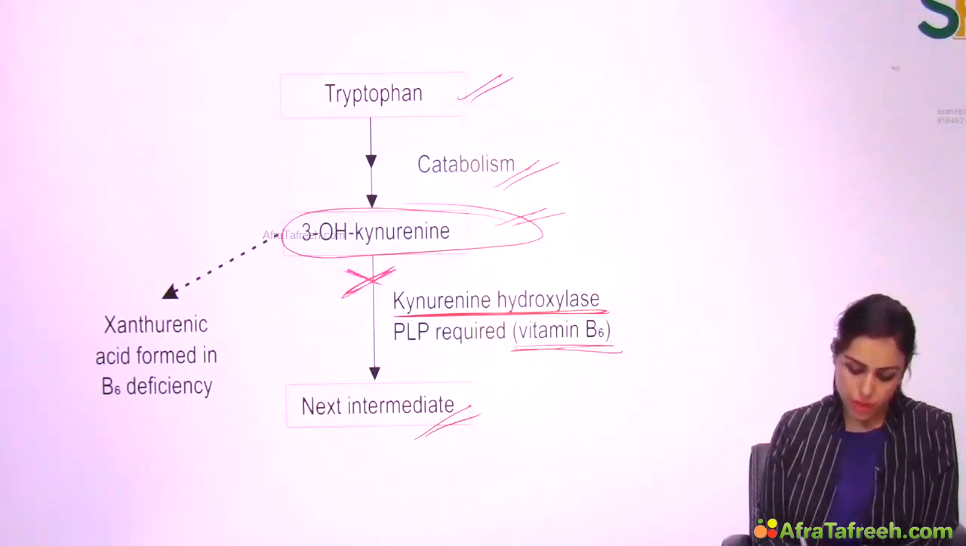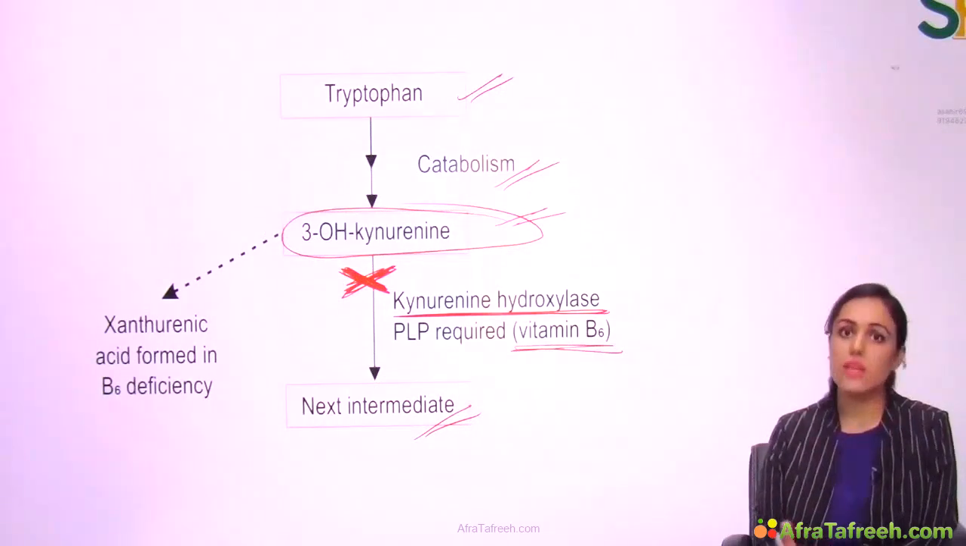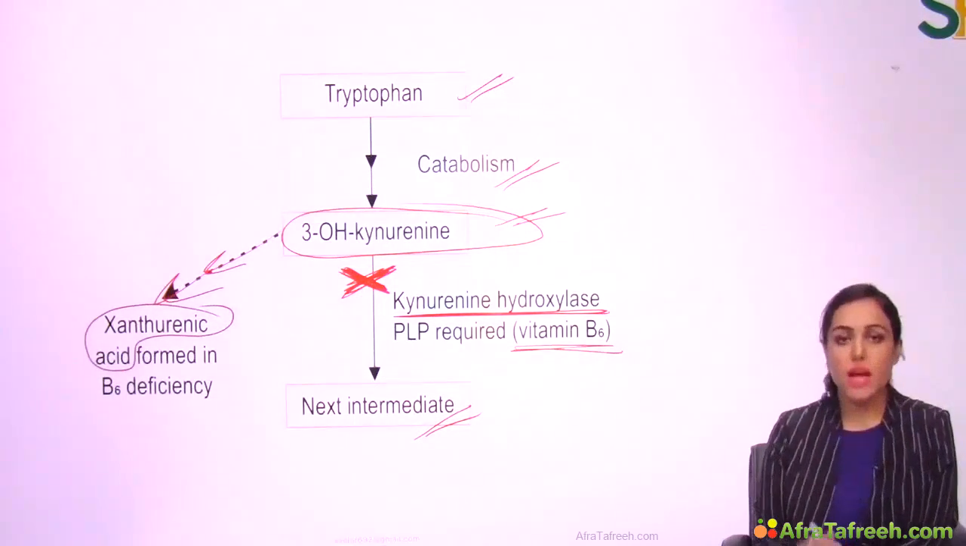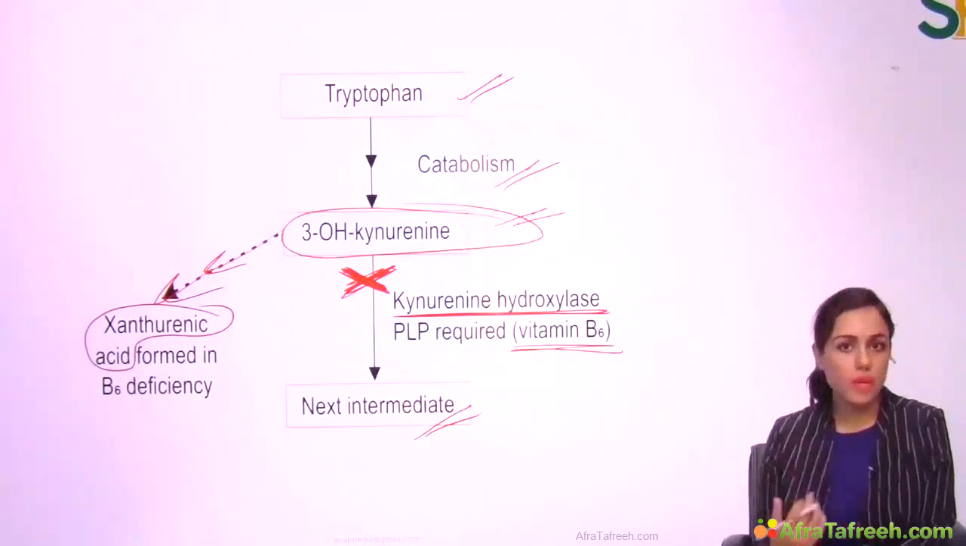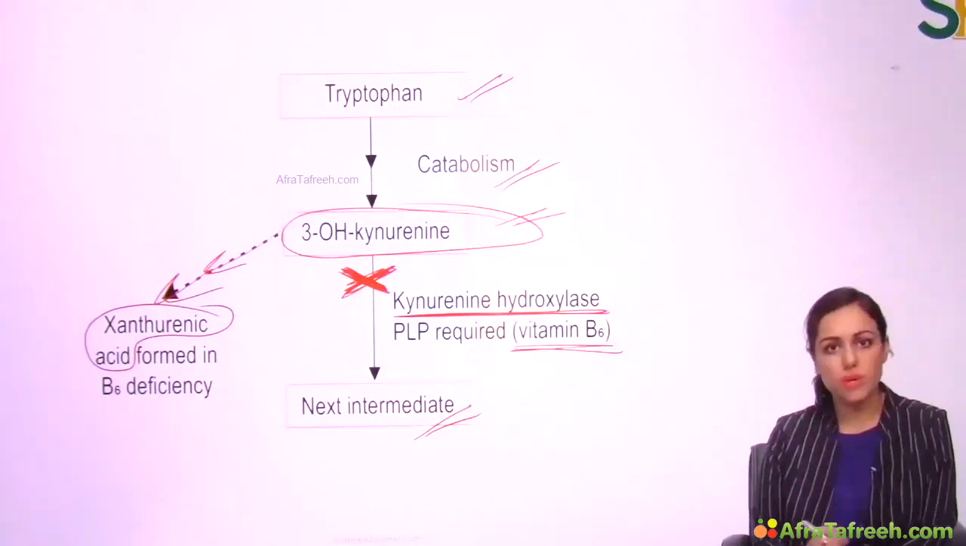So in vitamin B6 deficiency, this 3-hydroxykynurenine will increase, and excess of this will be taken for another pathway which will form xanthurenic acid, and this xanthurenic acid is there in excess in body, which will be coming in urine. So we can use it for diagnosis that in B6 deficiency, xanthurenic acid is coming in urine, right?